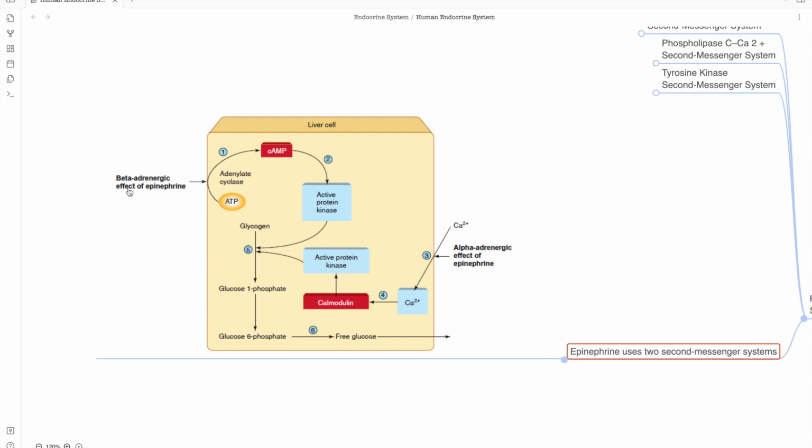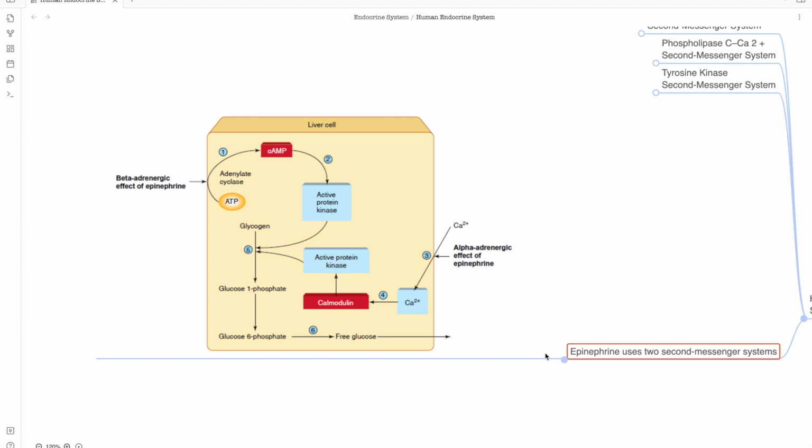So you can see in both these cases, no matter whether epinephrine uses the adenylate cyclase system or the phospholipase C calcium system, the ultimate effect is the activation of the protein kinase, and that protein kinase will convert glycogen into glucose 1 phosphate, and then glucose 1 phosphate will be converted into glucose 6 phosphate. And we know from gluconeogenesis that glucose 6 phosphate can be converted by glucose 6 phosphatase into free glucose, and then free glucose from the liver cell can go to the blood, and through blood it can go to all the cells which require glucose.